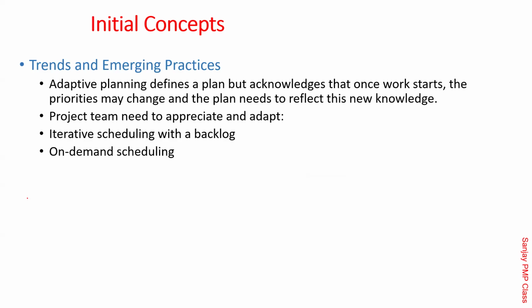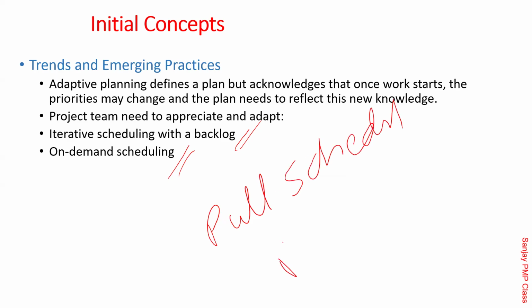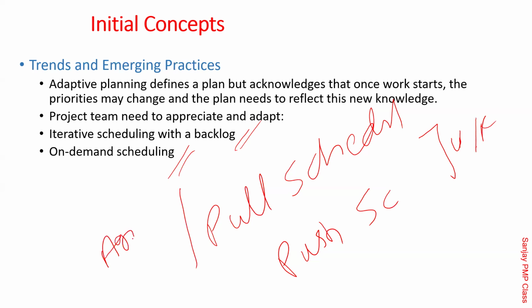Project teams need to appreciate and adapt to iterative scheduling with the backlog. The concept of the backlog there, and on-demand scheduling. This is also called the pull schedule, as against the push schedule. Push schedule is a term that was used for waterfall models. Pull schedule is called agile. So what it means is that you as a team are going to sit with the product owner and say what I can do. It is actually pulling it. And push schedule, on the other hand, is waterfall, because someone who does the waterfall will be doing it.